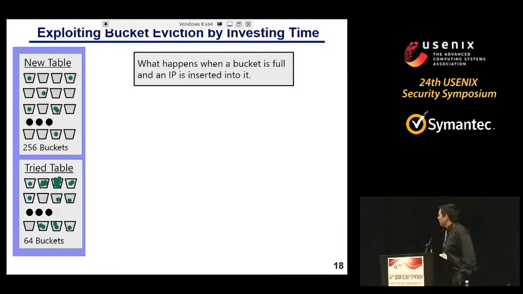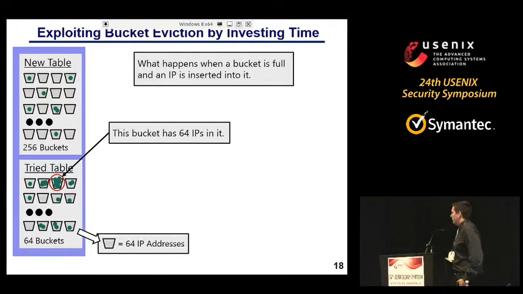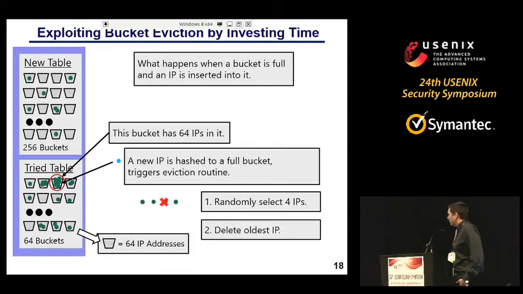So it actually gets worse. There are some other things the attacker can exploit. These buckets only hold 64 IP addresses. So if we have a bucket that's full with 64 IP addresses in it, and a new IP is going to be hashed to that bucket, it needs to evict something. And so the Bitcoin eviction routine is to randomly select 4 IPs, delete the oldest IP, and then insert the new IP in its place.